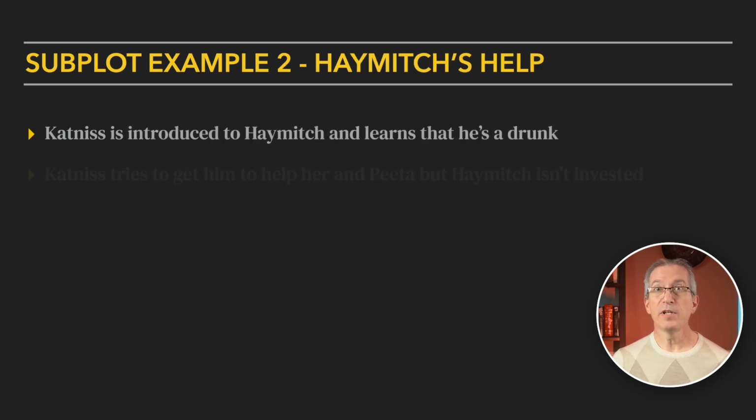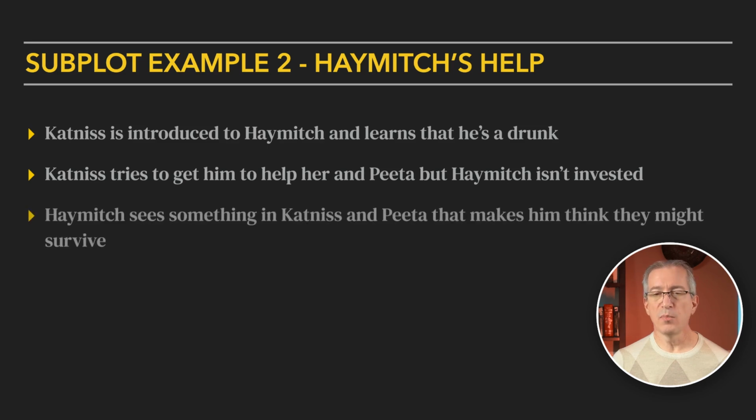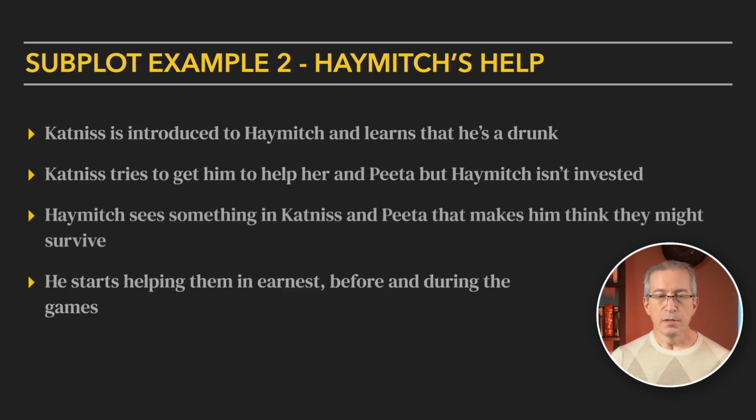Second example, Haymitch's help. I mentioned that he was unwilling to help on the train. So Katniss and Peeta are introduced to Haymitch on the train going to the capital, and they learn that he's a drunk and he doesn't want to help. Katniss tries to get him to help her and Peeta, but he's not invested and essentially rebukes her through inaction. But later, Haymitch sees something in Katniss and Peeta. Katniss is very skilled with the bow. She's a good hunter. She's a survivor. She knows how to stay alive in the woods. Peeta, meanwhile, is a political animal, it turns out.